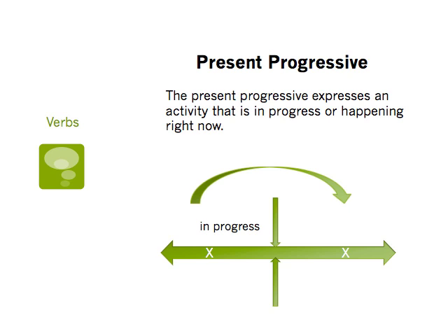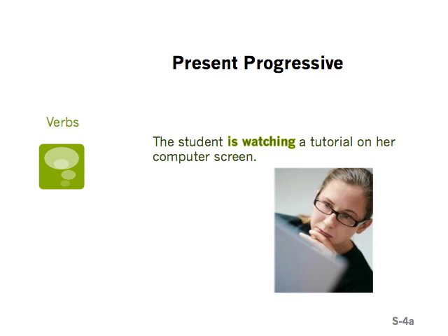We use the present progressive tense when we want to write about something that is in progress or happening right now. It expresses a temporary activity that started in the past, is continuing at present, and is likely to continue until sometime in the future. This sentence contains a verb in the present progressive tense to express an ongoing activity or an action that is in progress. The student is watching a tutorial on her computer screen.